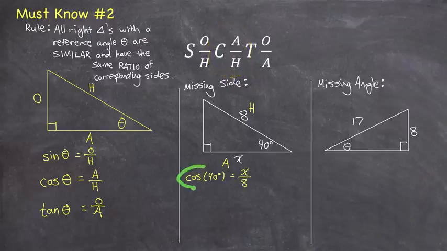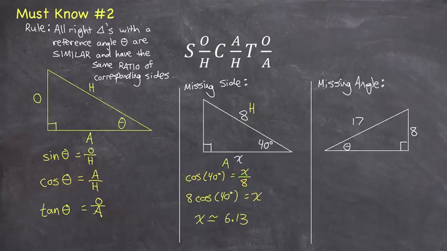Your calculator has stored within it what the ratio of adjacent over hypotenuse is for all right triangles with a reference angle of 40. If you typed cosine of 40 degrees on your calculator, it'll give you that ratio. And then we can just multiply the 8 to the other side of that ratio to isolate x.